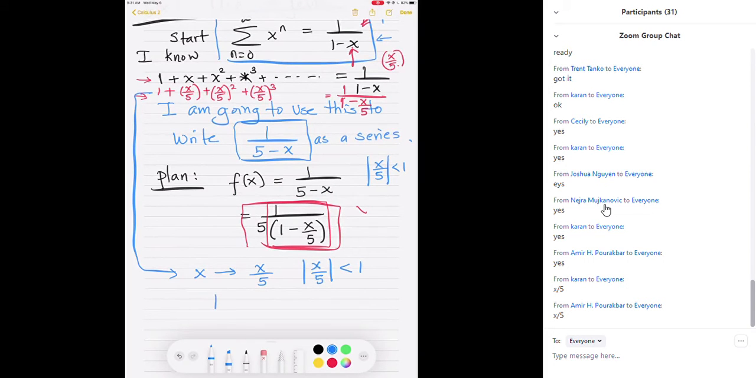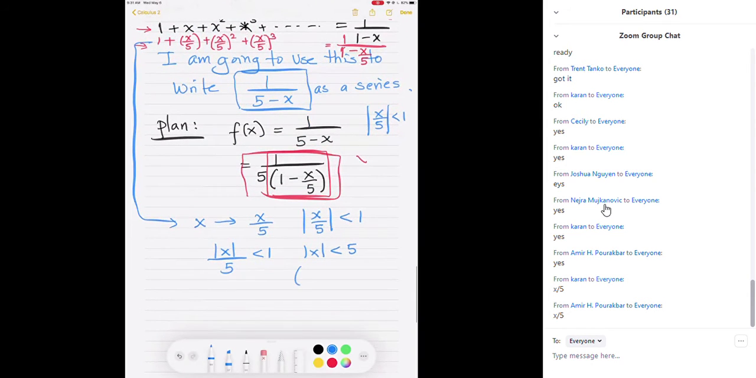That means what? Absolute value of x over 5 should be less than 1. So absolute value of x should be less than 5. That means x is between negative 5 and 5. That is the interval of convergence. And so, if this series converges between x equals negative 5 and 5, when I multiply it by a constant like 1/5, will it still converge?